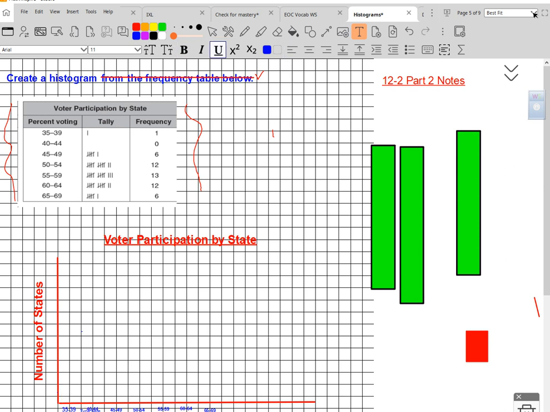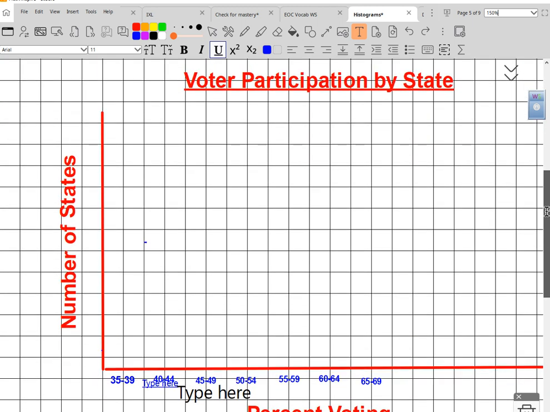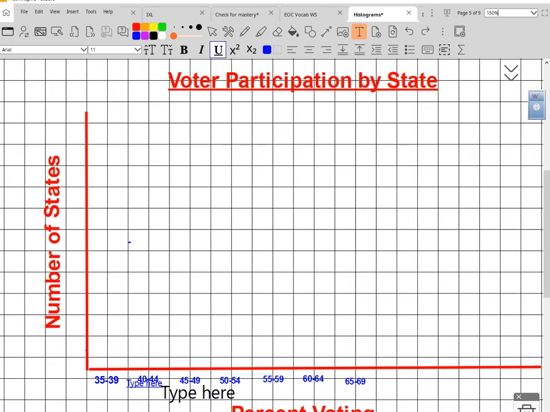All right, so let's do best fit. 160. How's that? A little better? A little bit. Okay, so the intervals that were in that table are now down here. 35 to 39, 40 to 44, 45 to 49, 50 to 54, 55 to 59, 60 to 64, and 65 to 69%.